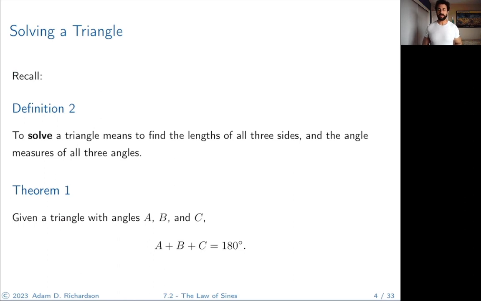So one thing we got to recall is what solving a triangle means. If you remember from section 7.1, solving a triangle means to find the lengths of all three sides and the angle measures of all three angles. So that's still the goal with this section and with this law that we're going to get, the law of sines. And one theorem that we'll often use is this one, that the sum of the angles of a triangle must add up to 180 degrees. So that we'll use that result quite a lot, actually.